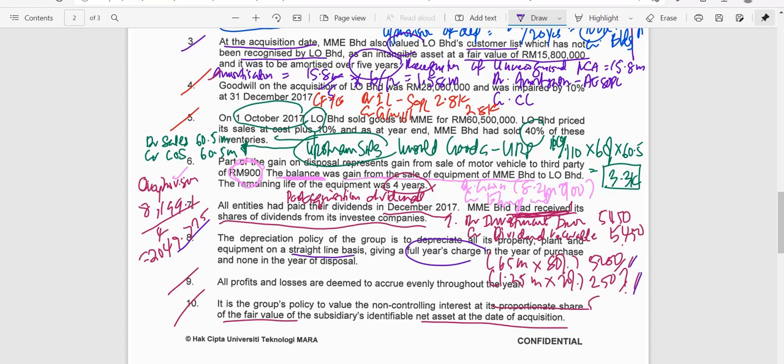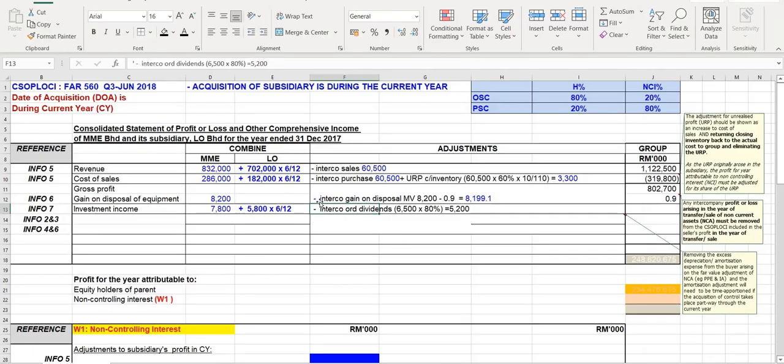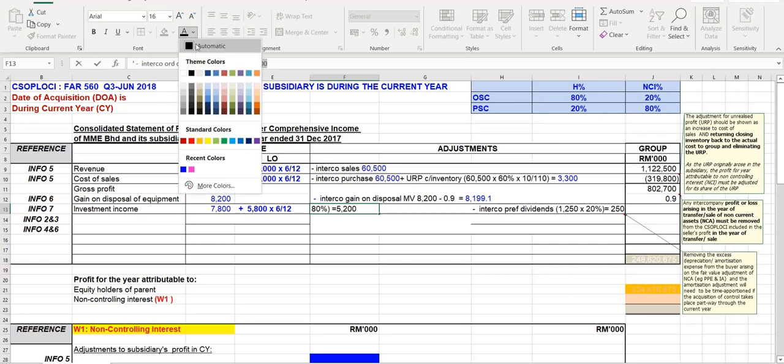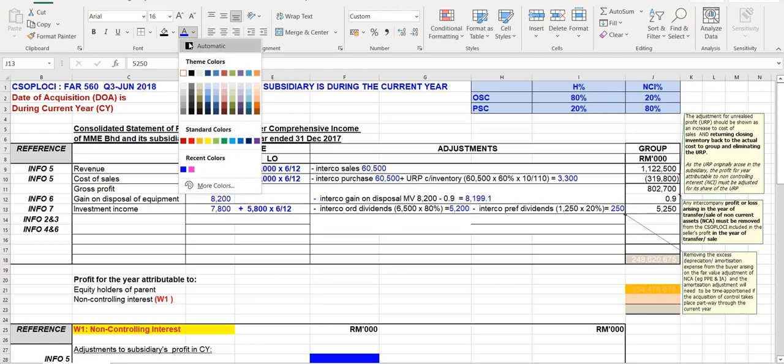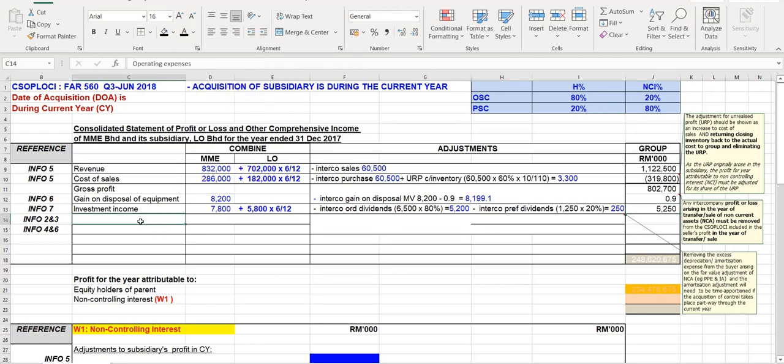You have 5,450, but I'm doing it as a split figure. First, I'm removing the intercompany ordinary dividends, and I'm also removing my intercompany preference dividend. Next, after you have done the removal, you can now report the group dividend, which is the investment income that represents the one of the group. Right, next one, we go to the next part.